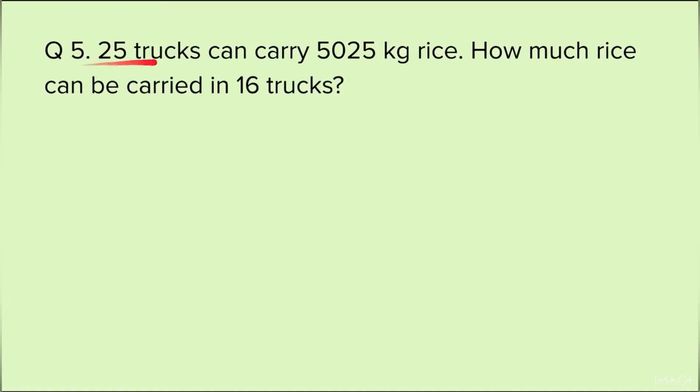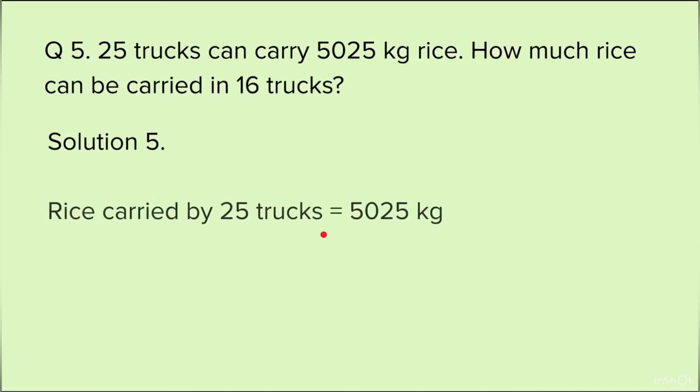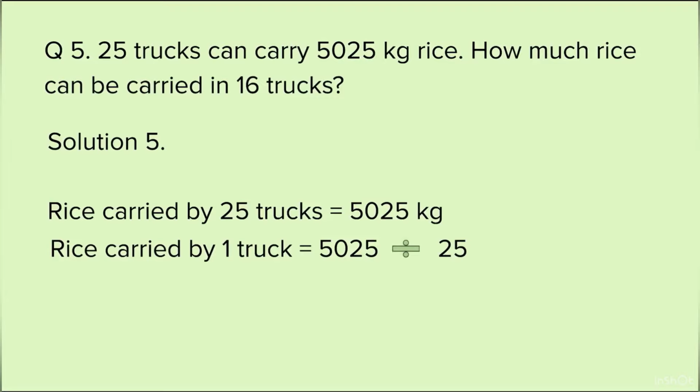Question 5. 25 trucks can carry 5025 kg rice. How much rice can be carried in 16 trucks? We will read the first sentence. 25 trucks carry 5025 kg rice. Rice carried by 25 trucks is equal to 5025. Now we have to find out how much rice can be carried in 16 trucks. So before we find out for 16, first we'll find out for one truck. How much rice will be carried by one truck? That is going to be 5025 divided by 25.